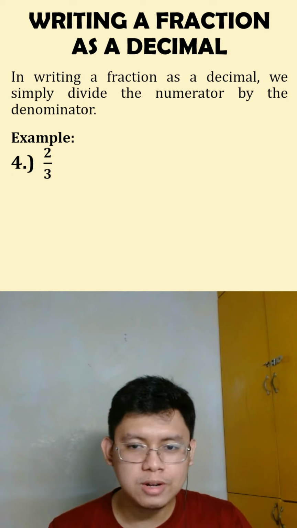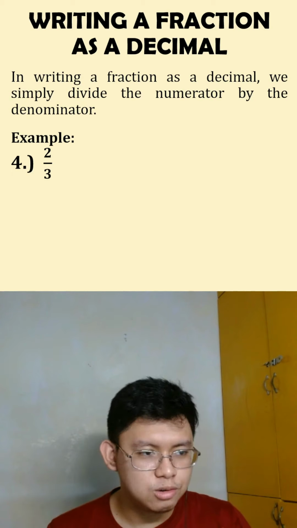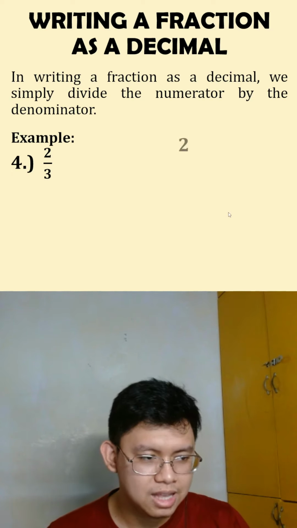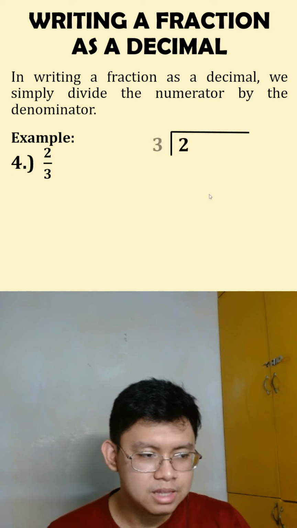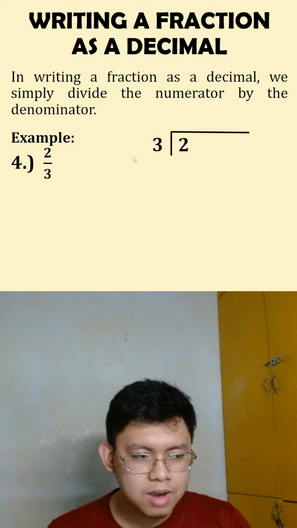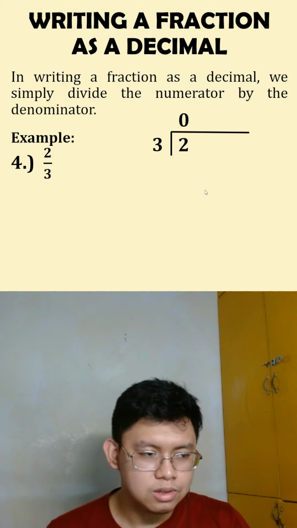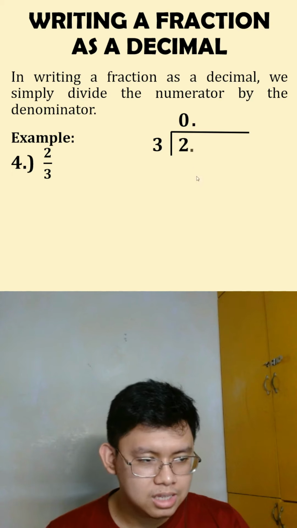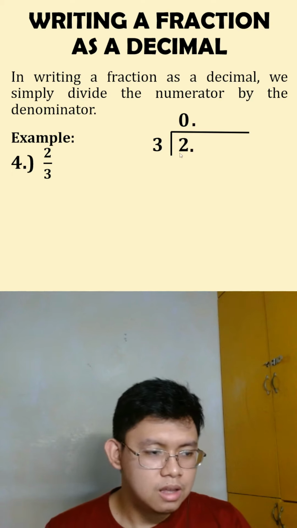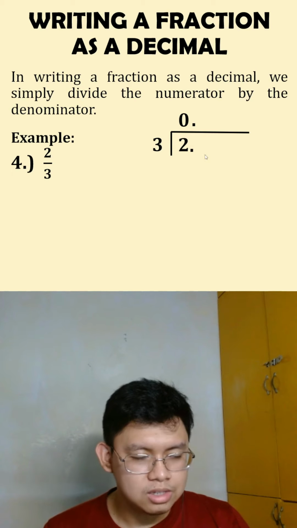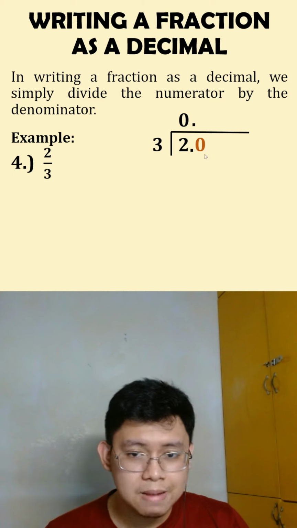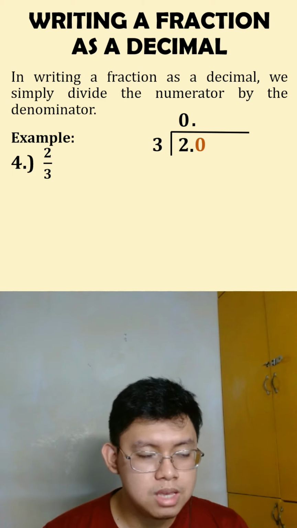Let's convert 2 over 3 to decimal. Ang rule natin, divide the numerator by the denominator. So, divide natin. We have 2 divided by 3. So, 2 divided by 3 is 0. So, create na tayo ng decimal point sa taas at sa baba. Tapos, create tayo ng 0. Dagdag tayo ng 0. So, this will be considered as 20. 20 divided by 3 will be equal to 6.